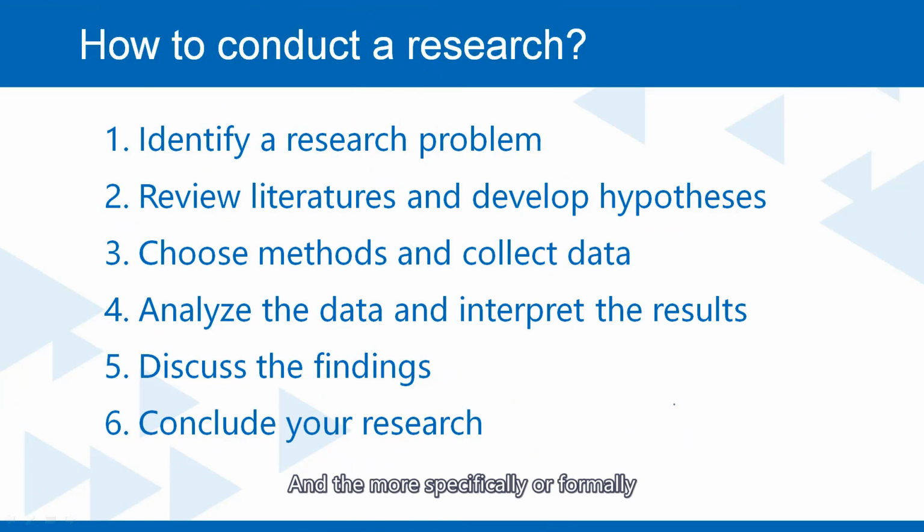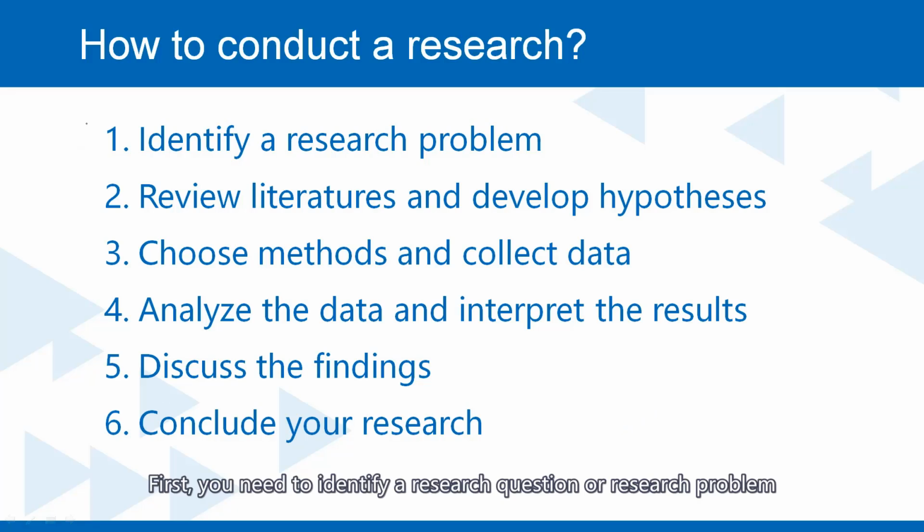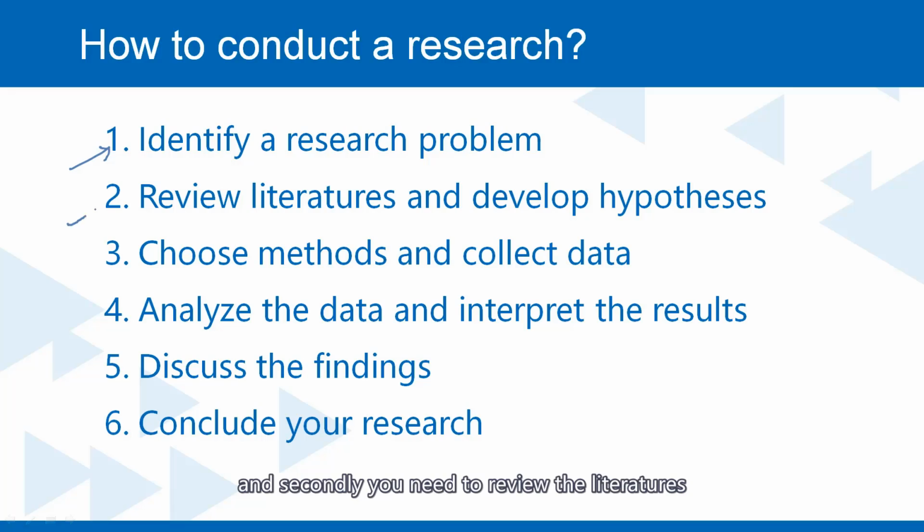And more specifically or formally, a research involves these 6 steps. First, you need to identify a research question or a research problem. And secondly, you need to review the literatures and develop hypotheses. Thirdly, you need to choose the proper methods and collect the research data. Then, you need to analyze the data and interpret the results. And next, you need to discuss about your findings, how these findings respond to your research question. And finally, you need to conclude your research. And I will go through each step in next few slides.